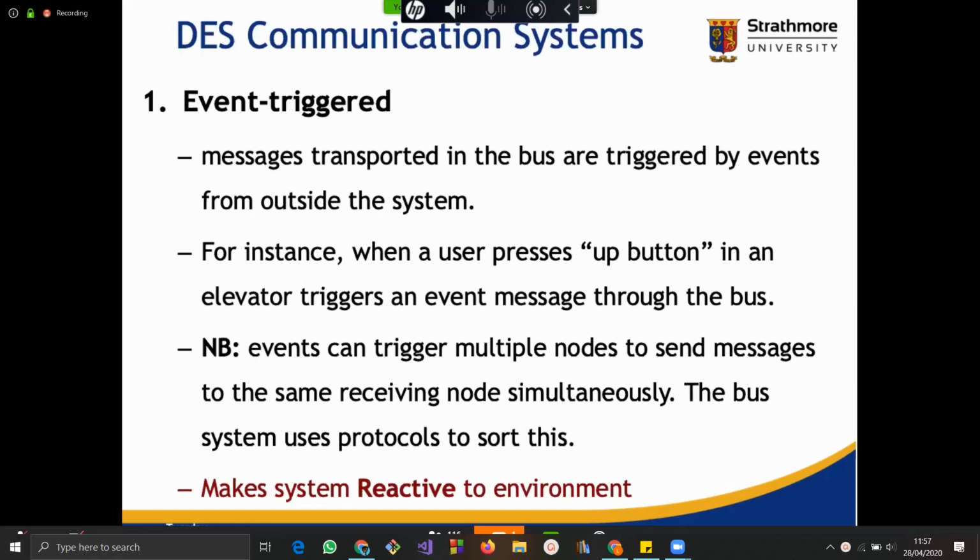Then it sends that signal to the node, and then the node sends a message to the bus, maybe to the next node to turn on the fan or something. Hope it's making sense. Yeah, so this one reacts to the environment. So it's event triggered.